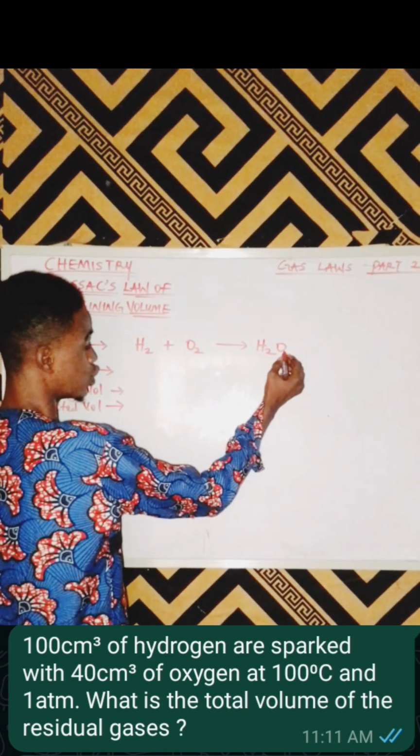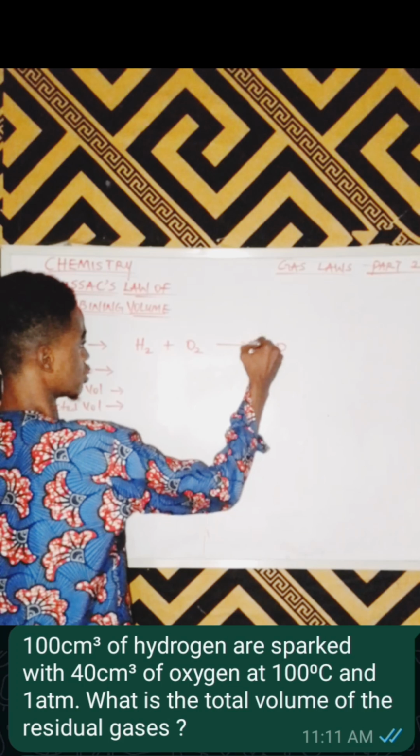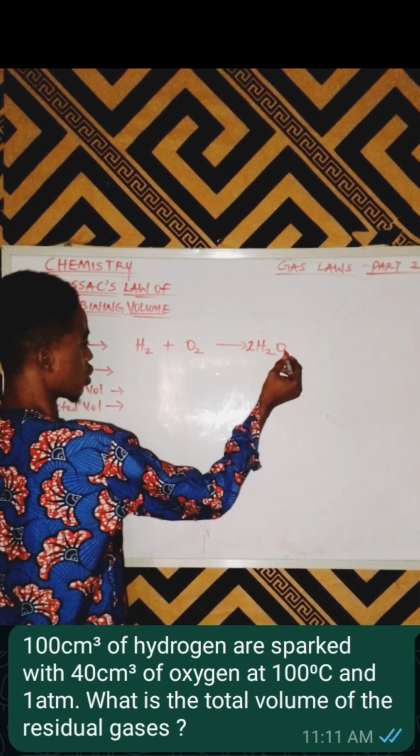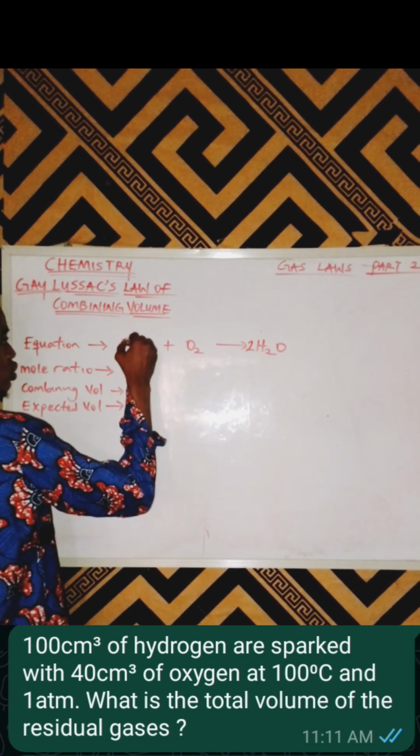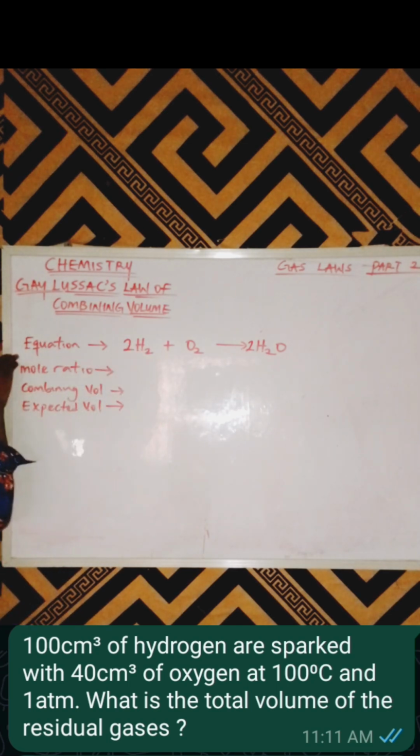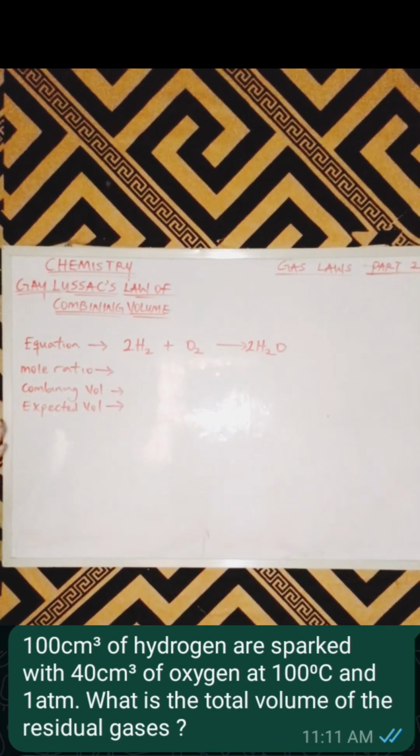Now I have only one atom of oxygen on the product side, so to make it balance, I put a 2 here. So now I have two atoms of oxygen. Now in hydrogen I have four atoms, so I have to add a 2 here to make it balance. The first thing to do is to write out your equation. Just follow my steps and you'll be safe.